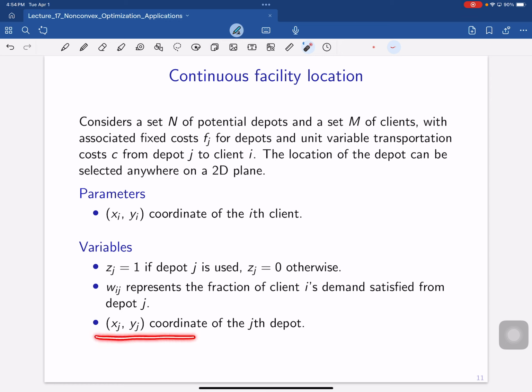And xj, yj represent the coordinates of depot j. Again, xj and yj are continuous variables. You can select the location of your depot anywhere on the 2D plane. Is this problem statement clear?